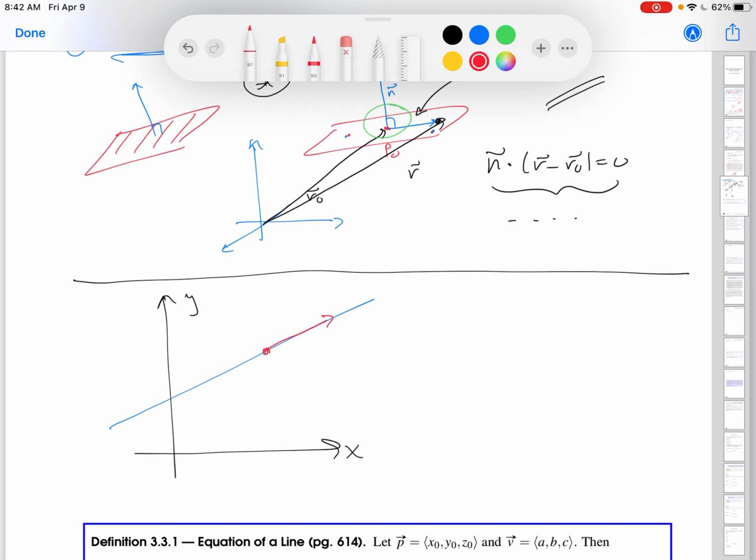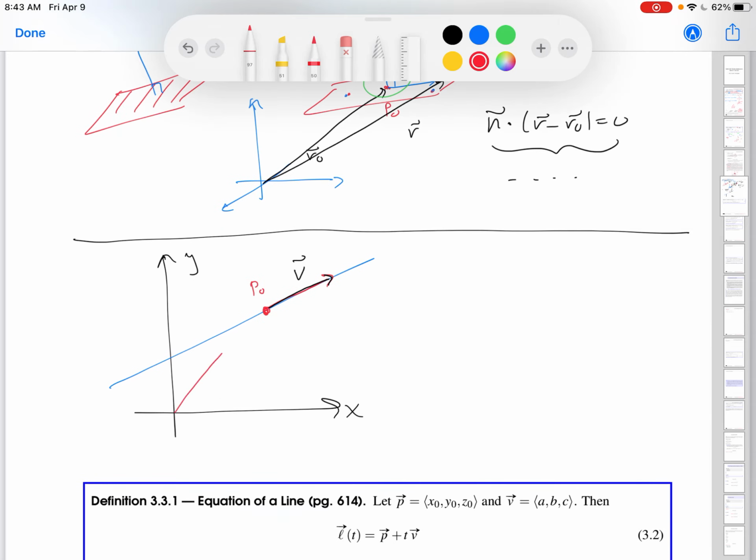So let's call this point, just like we did in the plane, p sub 0. And let's call this vector v, the vector that is pointing in the direction of the line. So v is going to play the role of n in terms of our thinking about lines, n being the normal vector for the plane. And then p sub 0 is going to play the same role as before. So what I'm going to do now is create vectors from the origin to these points, and then we'll understand how this gives us the equation of the line.